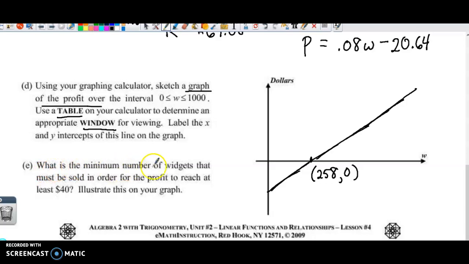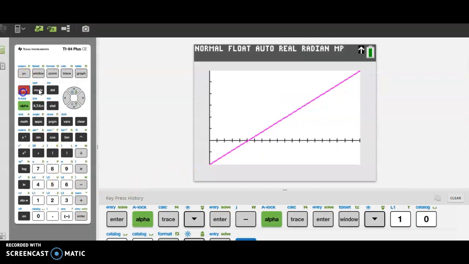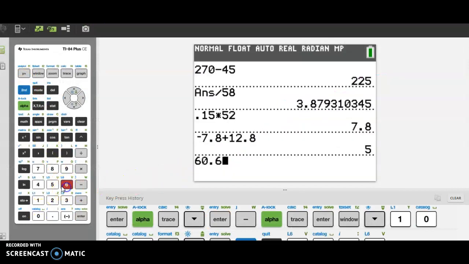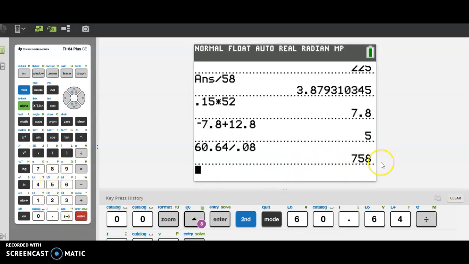So when they ask what's the minimum number of widgets that must be sold in order to make a profit of $40, what you can do is go to your profit equation and just set it equal to 40. So then you could add that 20.64 over, which would be 60.64. And then to solve, you have to divide. I'm running out of time. And this would be your answer, 758 widgets.